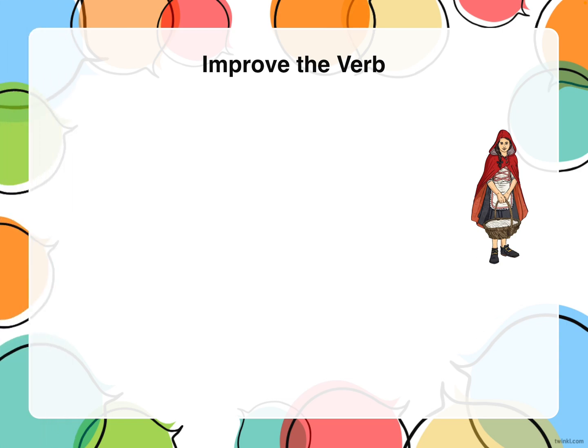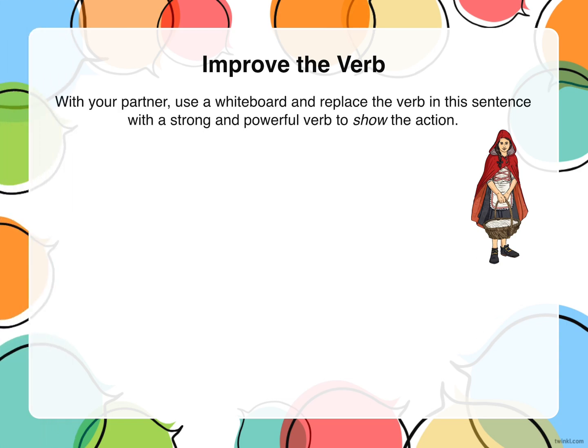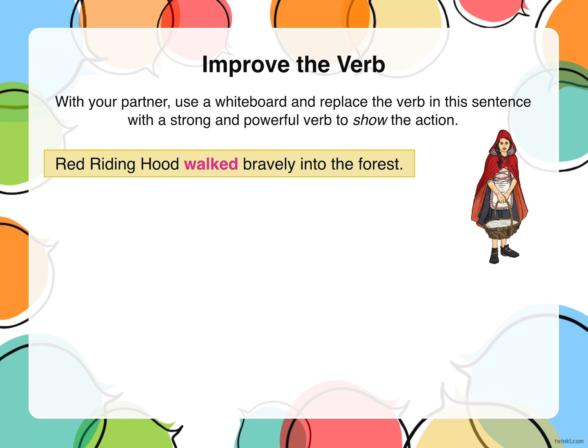Okay, welcome back, boys and girls. Right, now in your jotter, you're going to write the sentence, Red Riding Hood walked bravely into the forest. Underneath it, you're going to do 3 bullet points of a different idea instead of walked. Now, we've already gone through this word at the start, so this should be an easy peasy one. Okay, pause the video now.